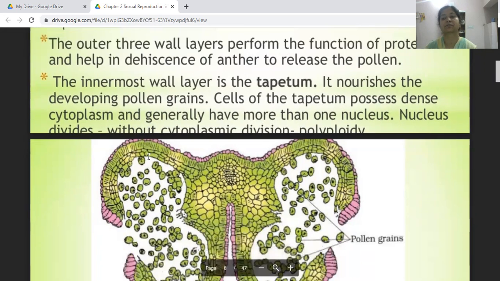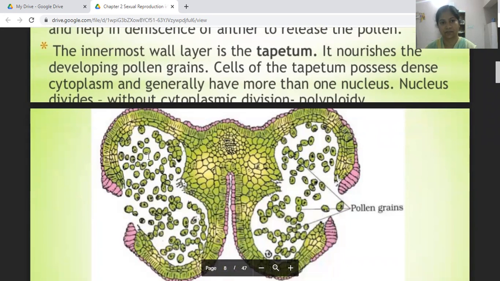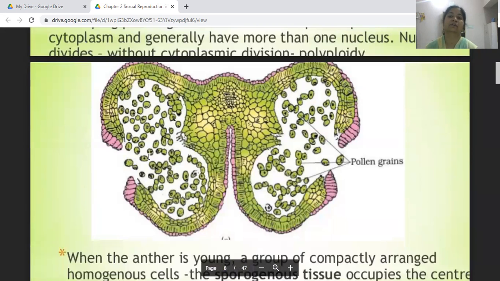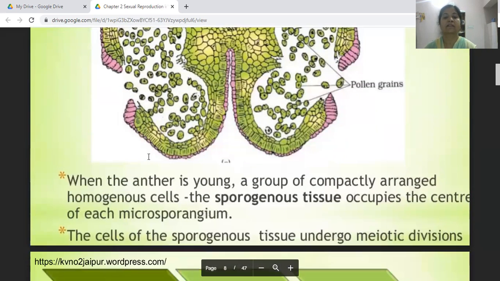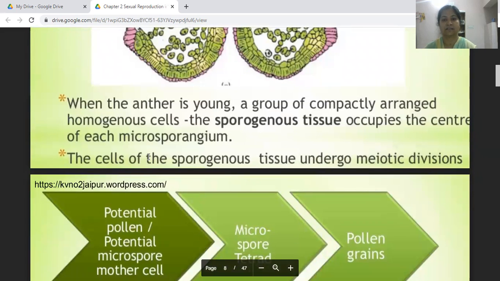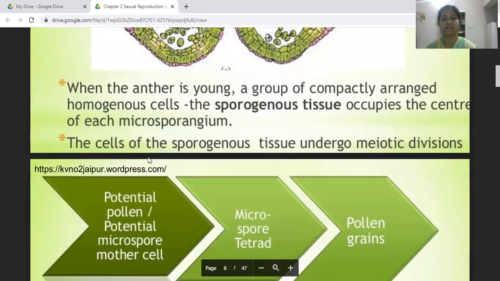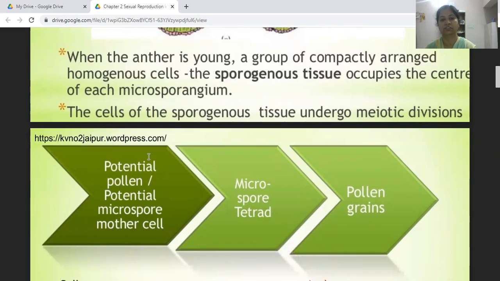Cells of the tapetum possess dense cytoplasm and generally have more than one nucleus. It divides without cytoplasmic division, that is polyploidy. When the anther is young, a group of compactly arranged homogeneous cells, the sporogenous tissue, occupies the center of each microsporangium. Cells of sporogenous tissue undergo meiotic divisions.